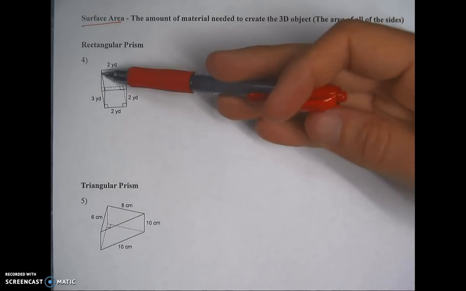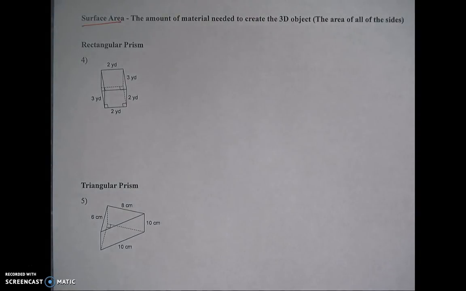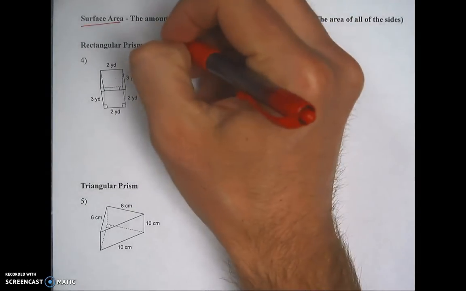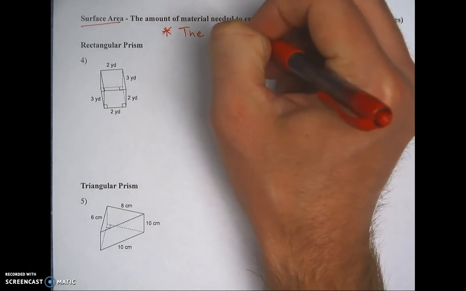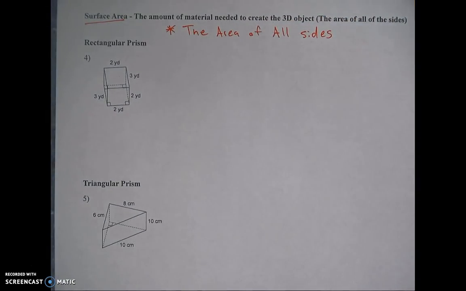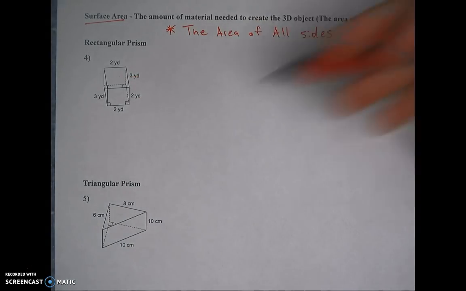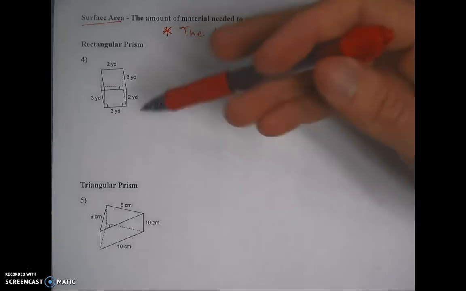So we don't care about the space on the inside. We're actually just looking at the area of each and every side. So the nice thing about these is there's no formulas to memorize necessarily. You're literally just going to find the area of every single side. So it's the area of all sides. So every one of these shapes is going to have a different number of sides, so they're all going to have a little bit different amounts of work. But you literally just find the area of every single side, and you just add it up. And it's the total area of all the sides. That's the surface area.